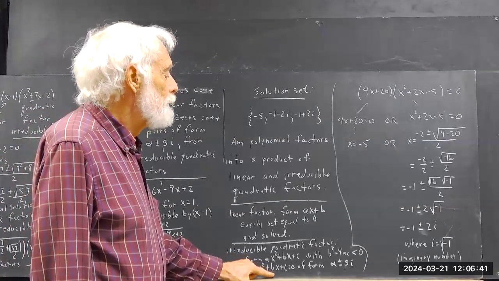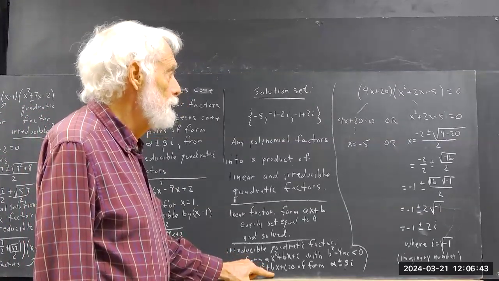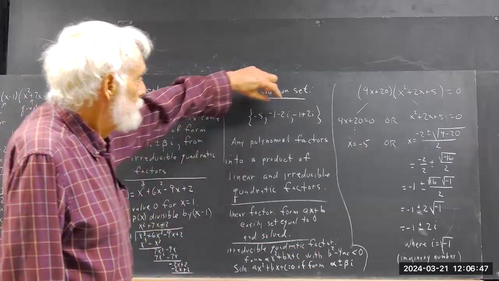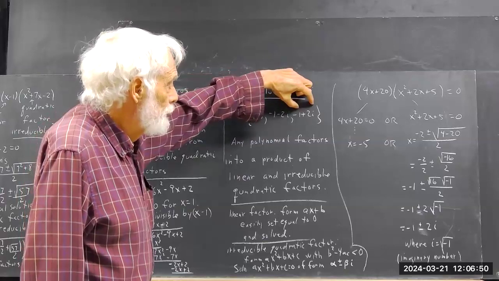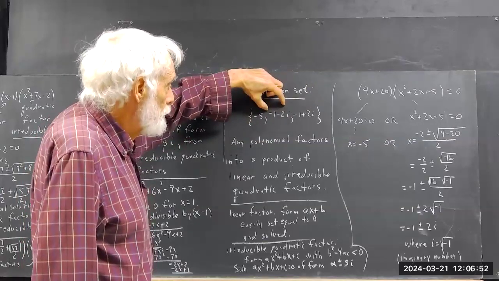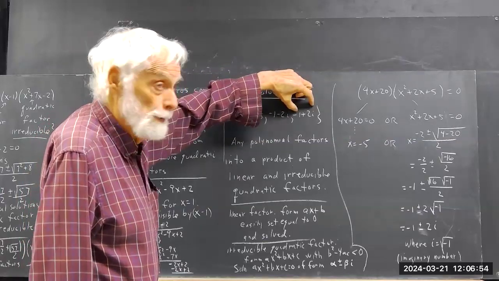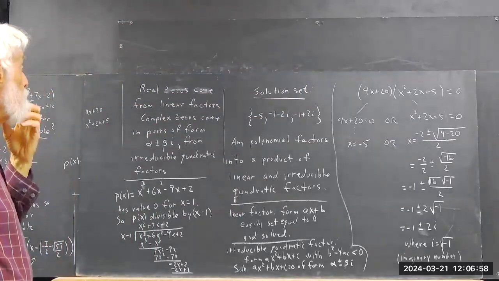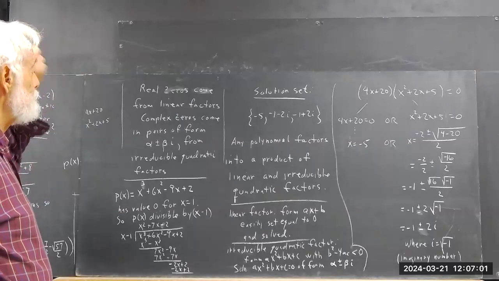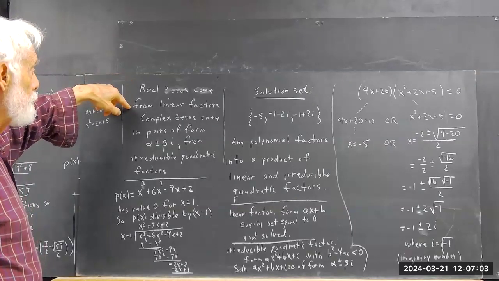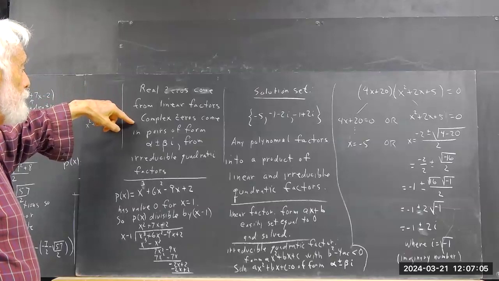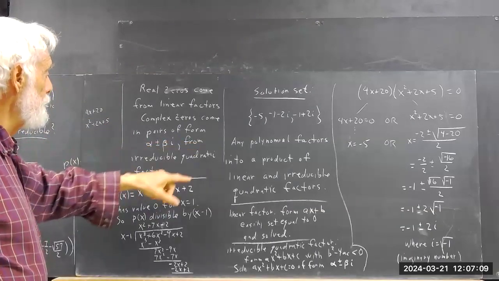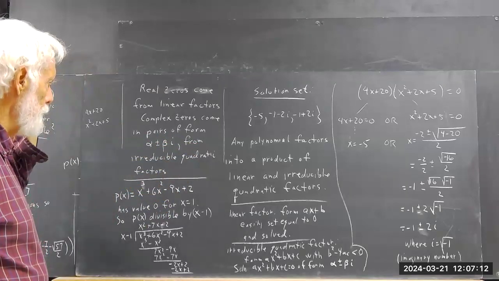So solutions of the irreducible quadratics come in pairs. And we see we have a pair here, this and this. This makes a pair. Negative 1 minus 2i, negative 1 plus 2i. Always looks like that. Now, real zeros come from linear factors. Complex zeros come in pairs of this form, alpha plus or minus beta i, from irreducible quadratic factors.